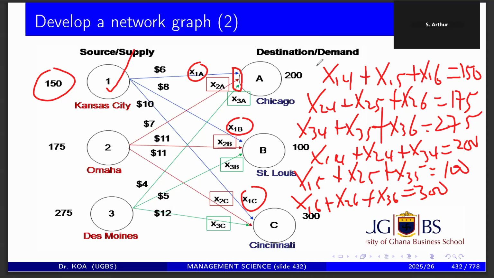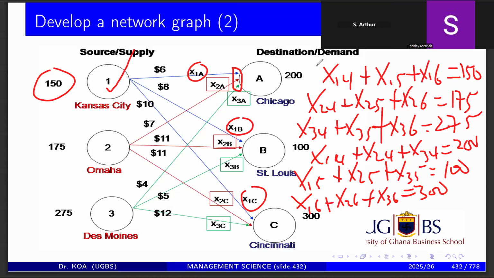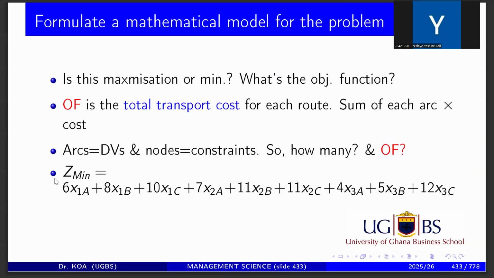There's one more constraint to add. Who can tell us how you write a non-negativity constraint here? Stanley. Then that would be, as usual, xij is greater than or equal to 0. Okay, good. So this is it, and that will give you your complete constraints. Now, I'm just going to show you how the overall constraint will look.